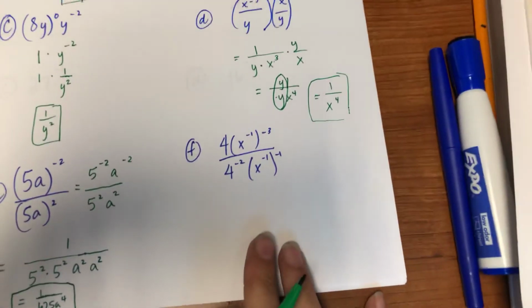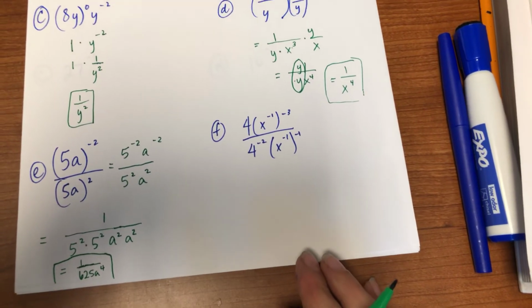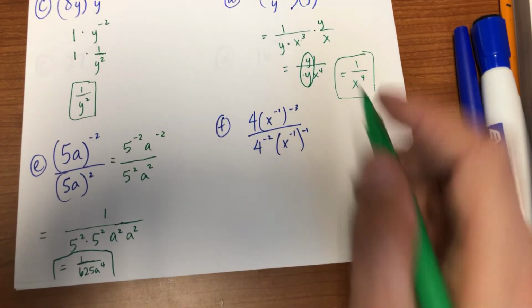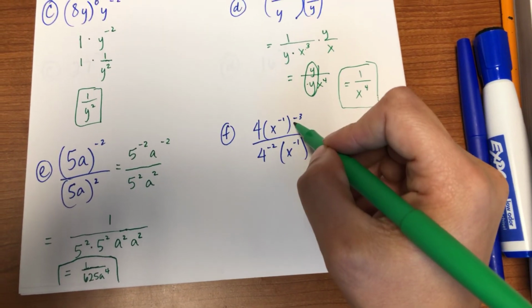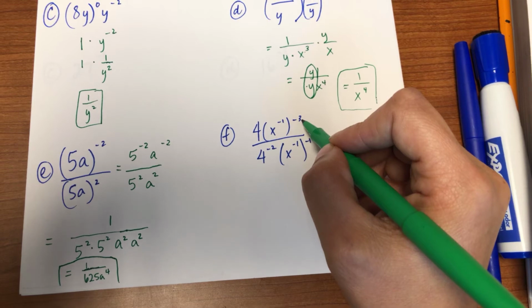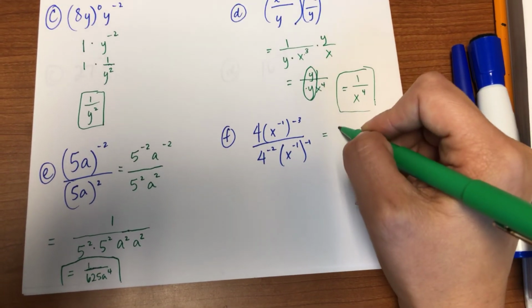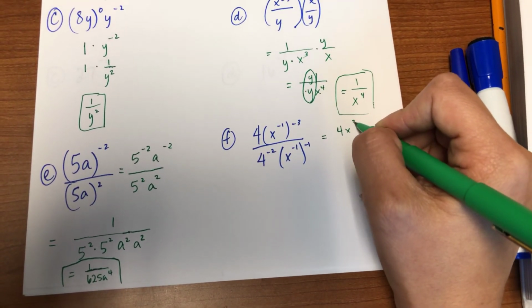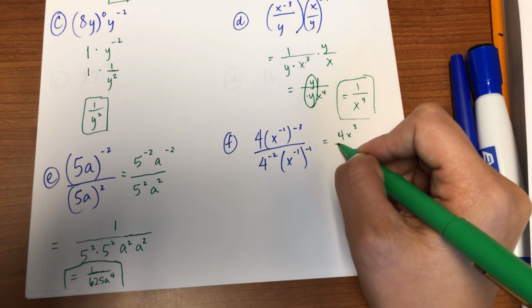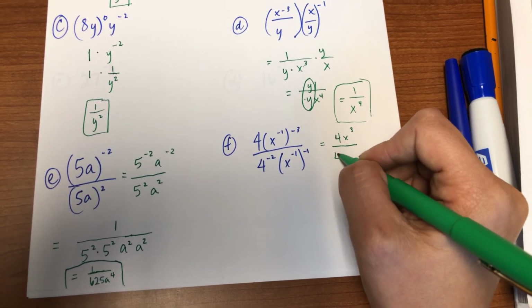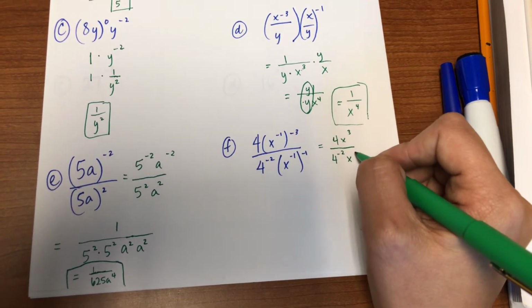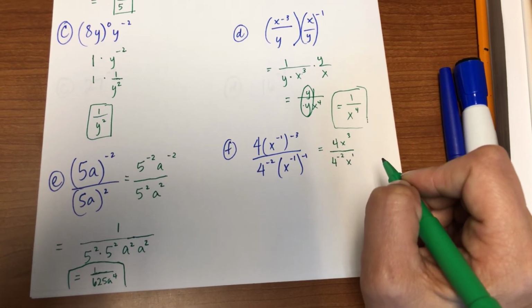And our last one, a little bit more complicated, but that's okay. We could take it nice and slow. First, handle the power rule here, a negative 1 times a negative 3. So that would give me 4x to the 3rd power over 4 to the negative 2 times x to the positive 1.